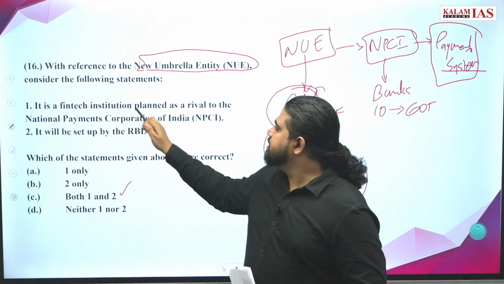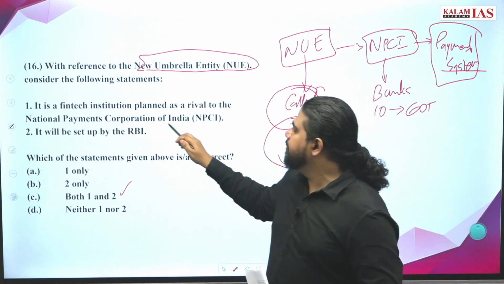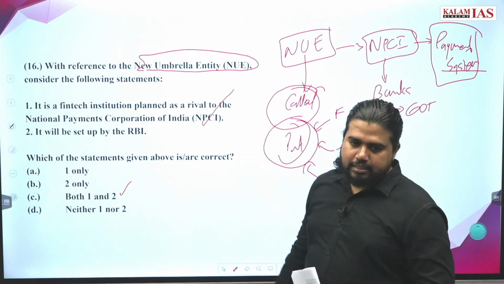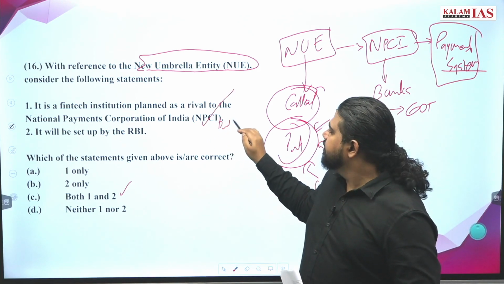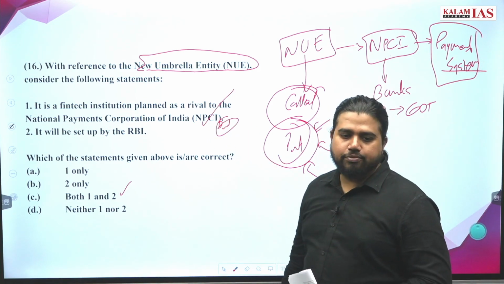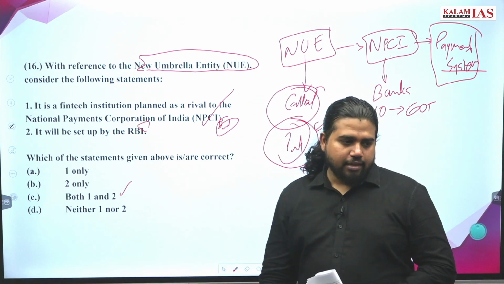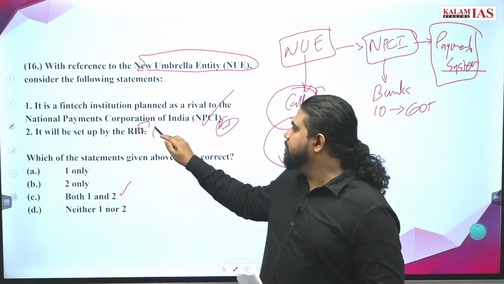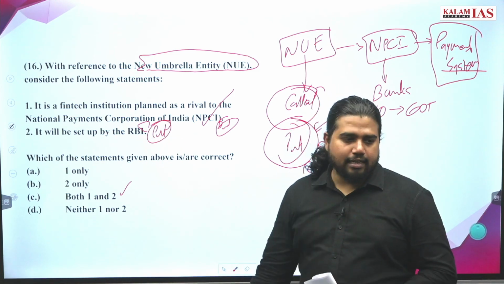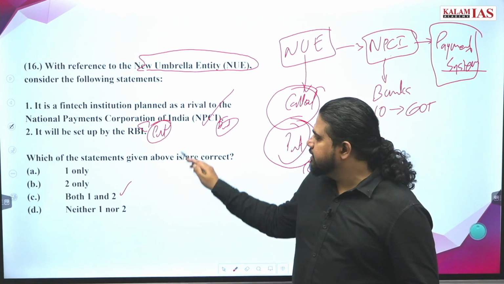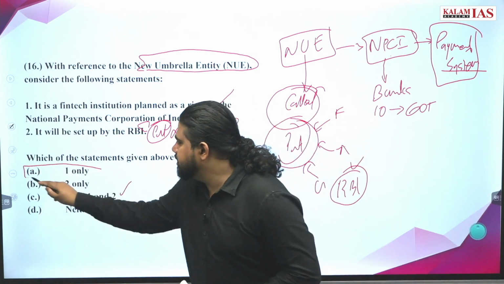So, is it a fintech institute planned as a rival to the National Payments Corporation of India? Very much correct statement. It will be owned by private entities to improve the competitiveness of the sector. It will be set up by RBI? It will be regulated by RBI, not set up by RBI. It will be set up by private entities like Amazon, Google, or any other private entity. Second statement is incorrect. Here the answer is A, 1 only.